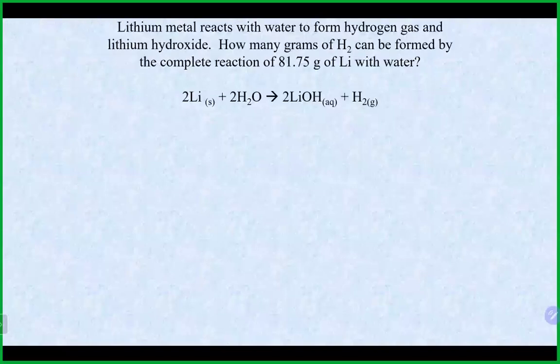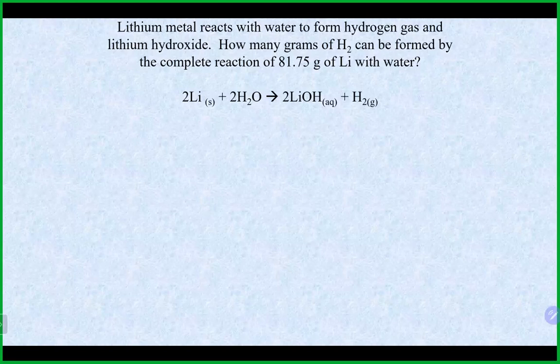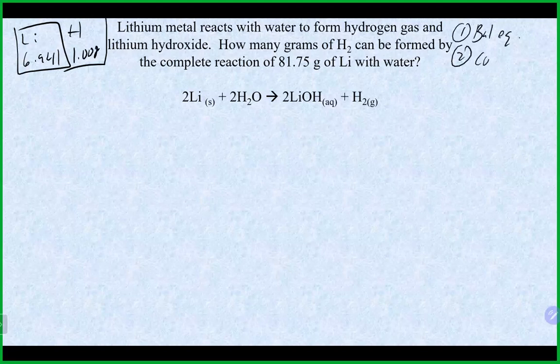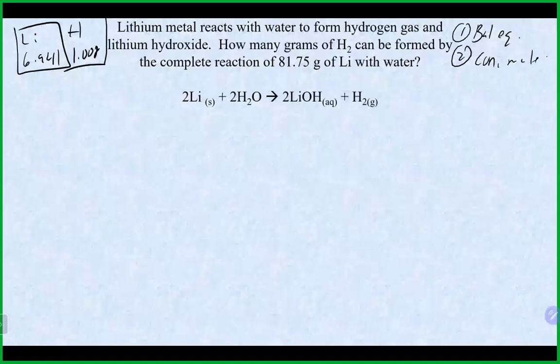Yeah. In this case, we're going to use the same equation and reaction. We're going to start with 81.75 grams of lithium, and we want to know how many grams of hydrogen we would produce. So lithium is 6.941, and hydrogen is 1.008. All right, so again, follow those 4 steps. A little balanced equation, a little convert to moles, some mole-to-mole relationship.